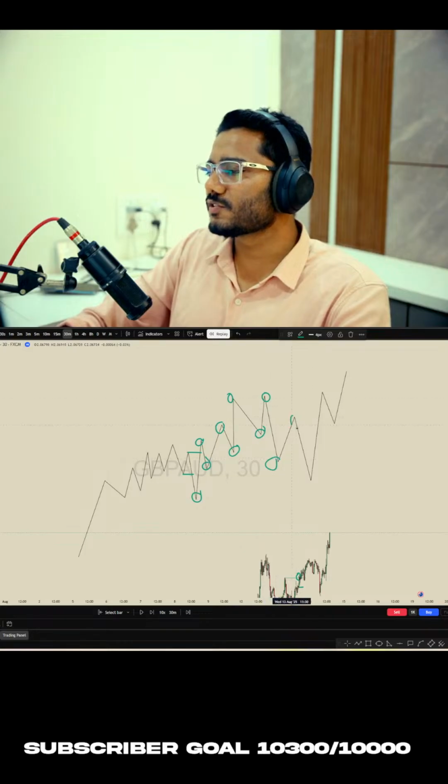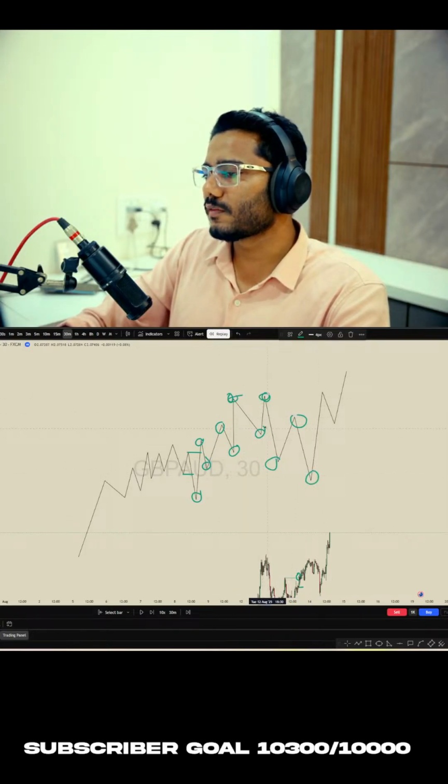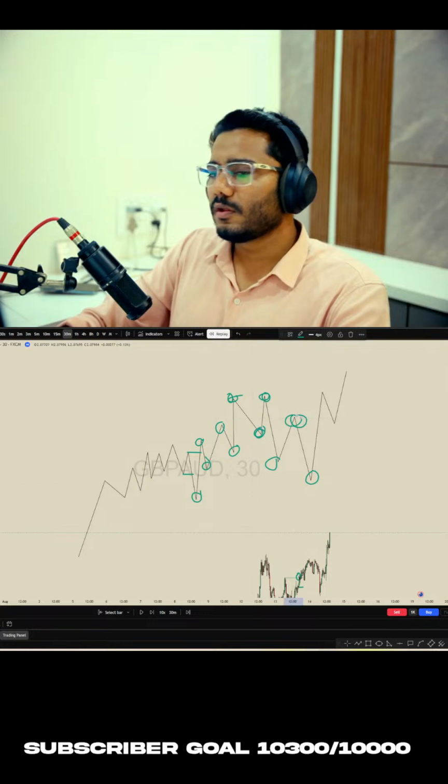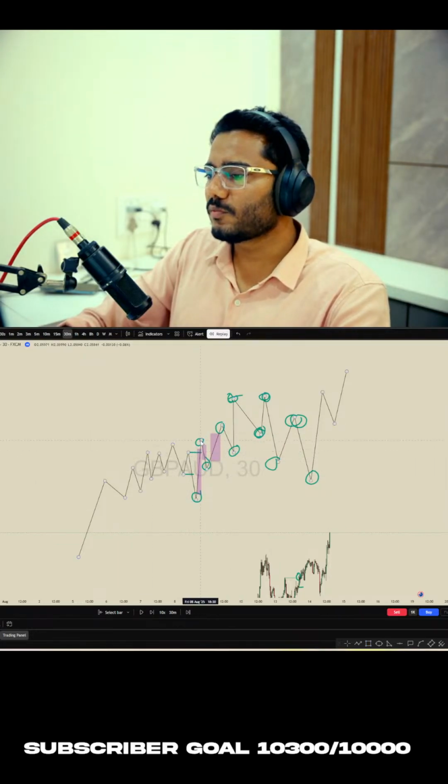trading this internal structure. So let's say don't try to catch these tops and bottoms, like this high and low. Try to catch this move, because you already know in which direction price is going. Here we already know price has broken the structure, it's going to the upside. So try to trade the internal structure in this move, because we already know.